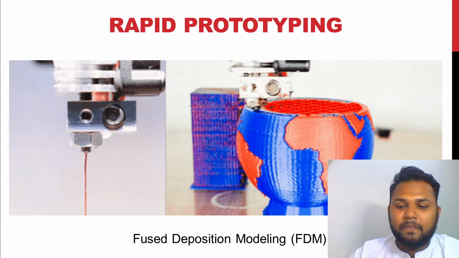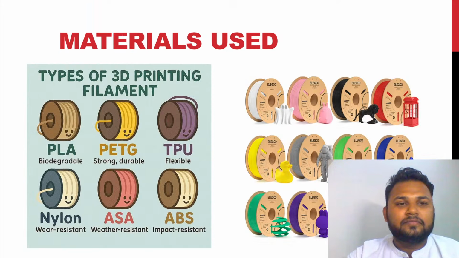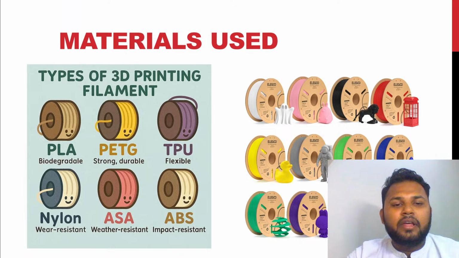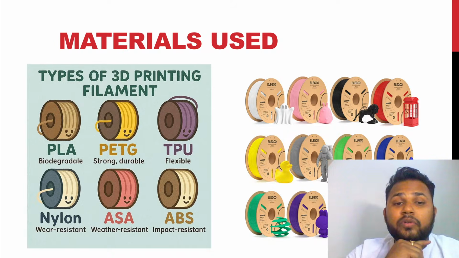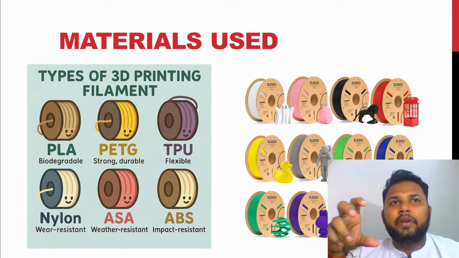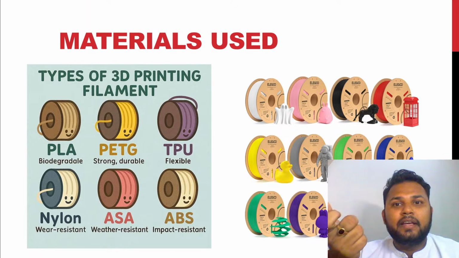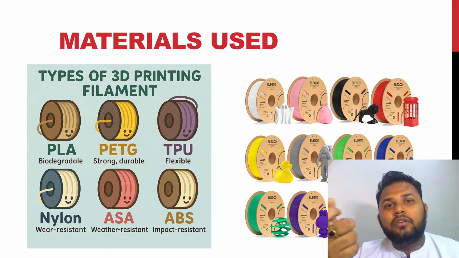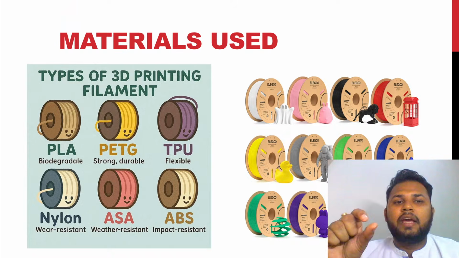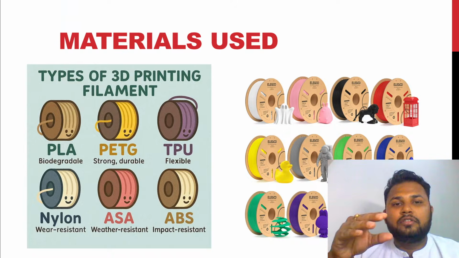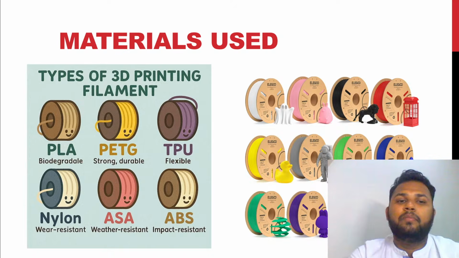So these are the kind of materials: PLA, PETG, TPU, nylon, ASA, ABS. So nylon material you must have heard about it. ABS material you must have heard about it. TPU is the flexible material. If you want to print something flexible like your mobile case, you can use TPU material. PETG is a material which looks transparent like a glass texture. It consists of glass texture. That's why it's called PETG.